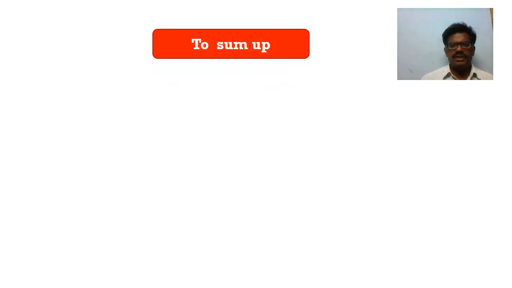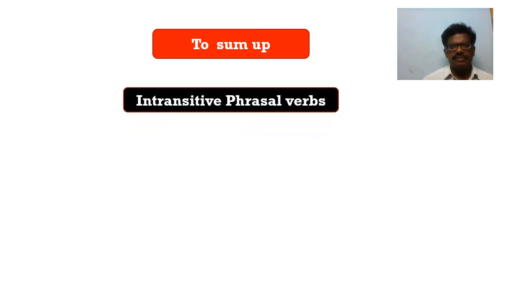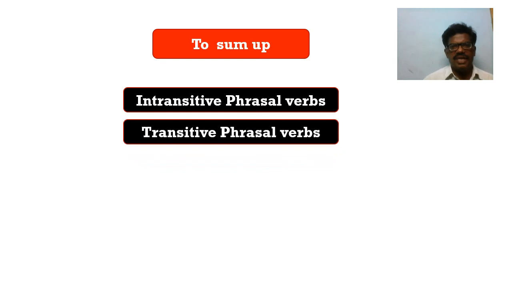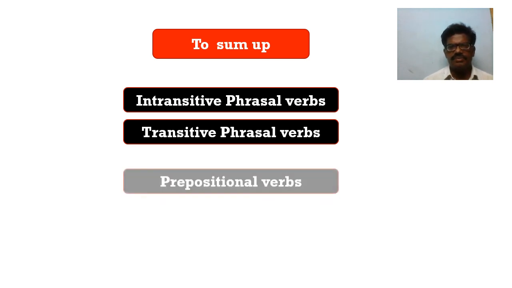Well, we can sum up the entire topic like this. Phrasal verb may be intransitive phrasal verb when we find the verb plus an adverb without an object. Phrasal verb may be transitive phrasal verb when we find the verb plus an adverb with an object.